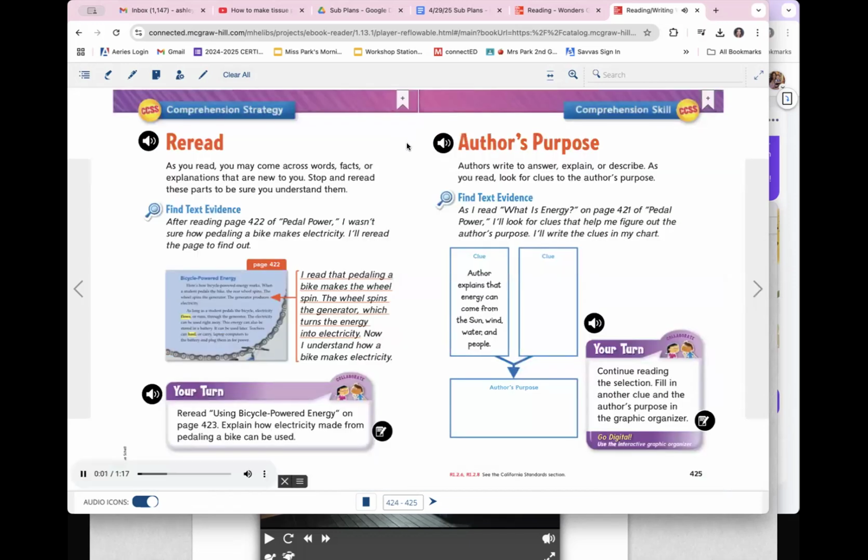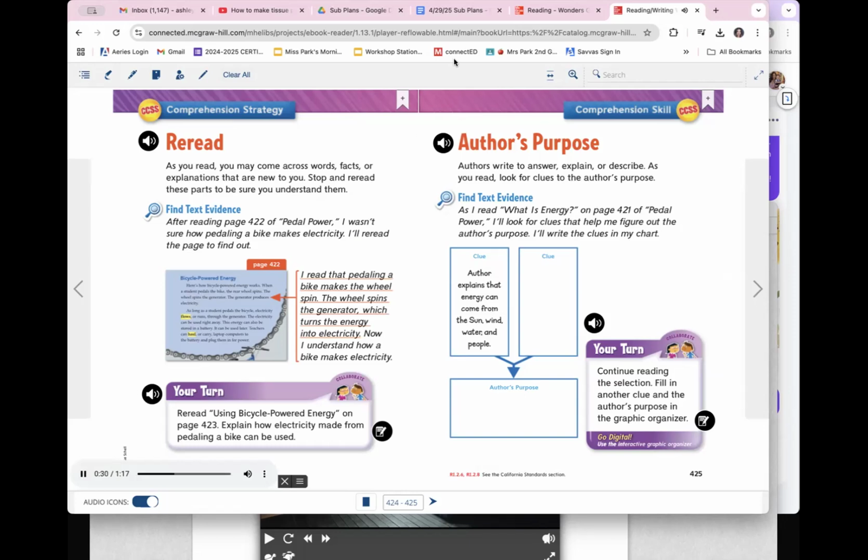Reread. As you read, you may come across words, facts, or explanations that are new to you. Stop and reread these parts to be sure you understand them. Find text evidence. After reading page 422 of Pedal Power, I wasn't sure how pedaling a bike makes electricity. I'll reread the page to find out.